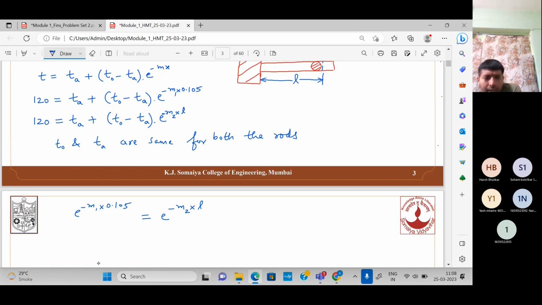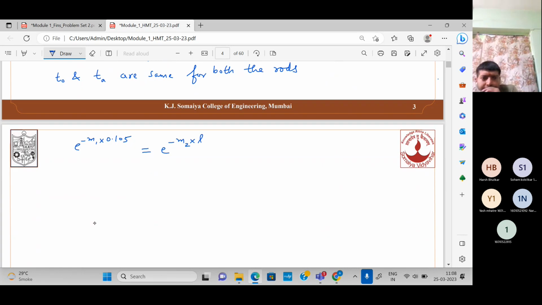Fine. Now you just take the log on both the sides. So I can simply write this as minus m1 into 0.105 is equal to minus m2 into L. Is it okay? From this, minus and minus will cancel. So I can say this, we are interested in L. We have to determine L. So L is equal to m1 by m2 into 0.105.